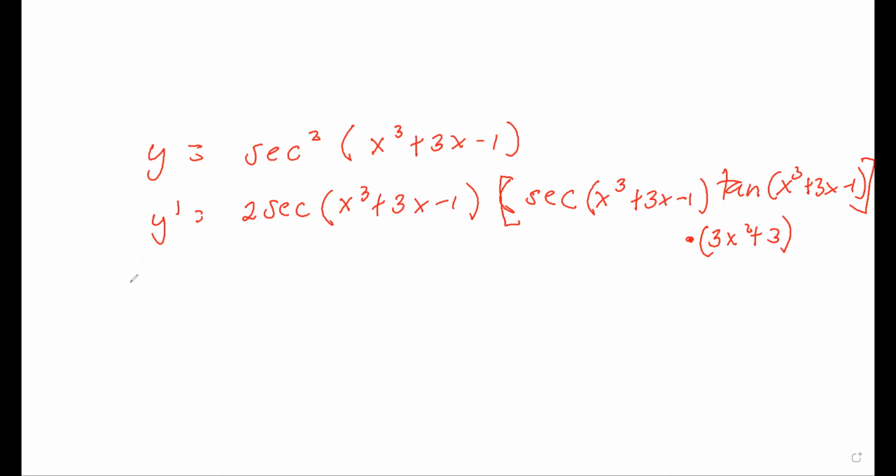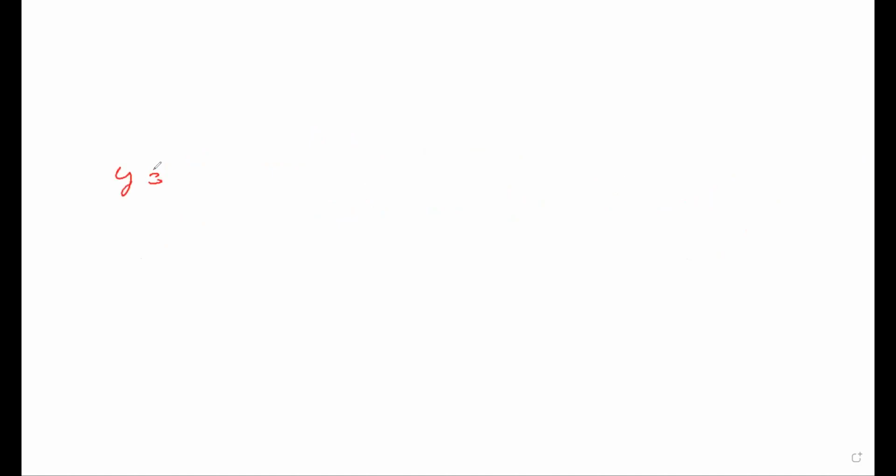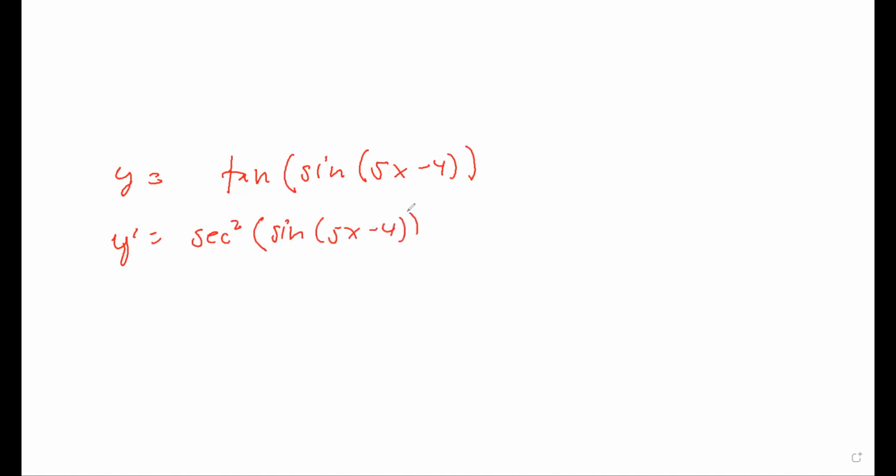Okay. Kaya halimbawa, suppose my y is tangent of sine of 5x minus 4. Yan. So, paano yan? So, ang derivative ko will be tangent muna, derivative of tangent. So, derivative of tangent ng function, tangent u ay secant squared u, du, no? So, secant squared of sine of 5x minus 4. Okay, secant squared kasi na tangent u, derivative ng tangent u ay secant squared u, du.